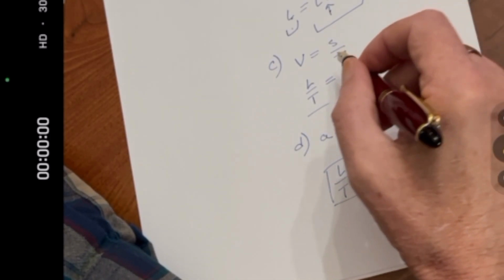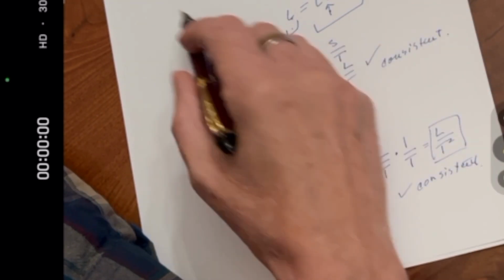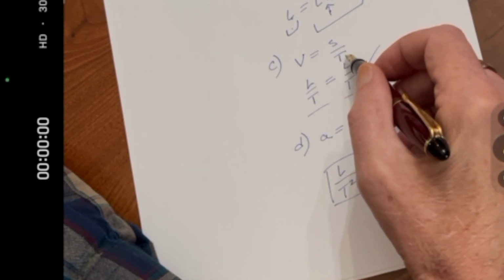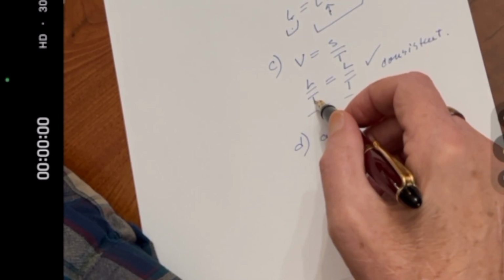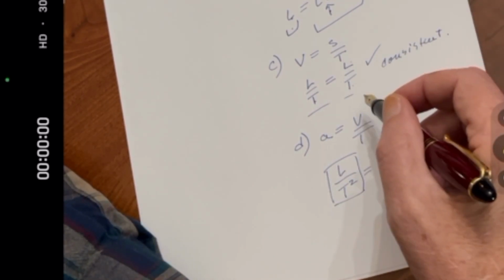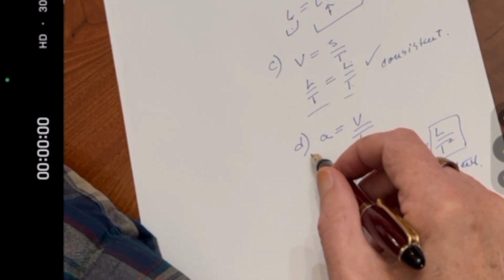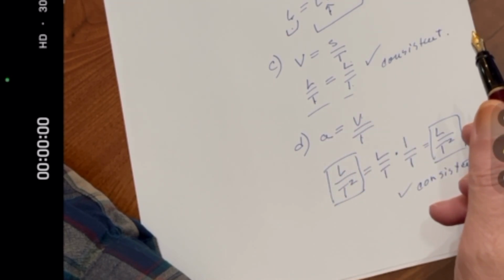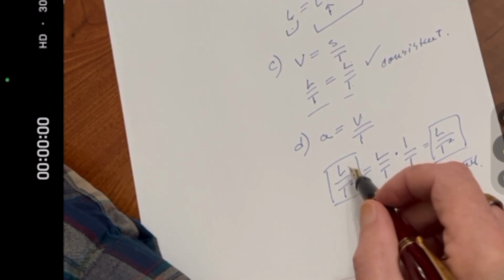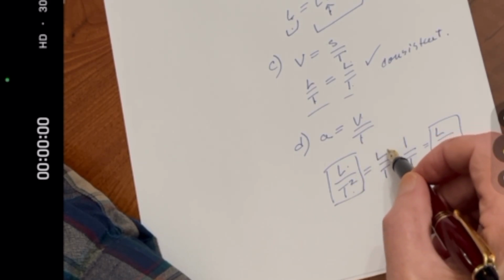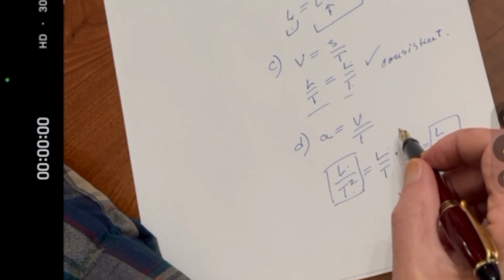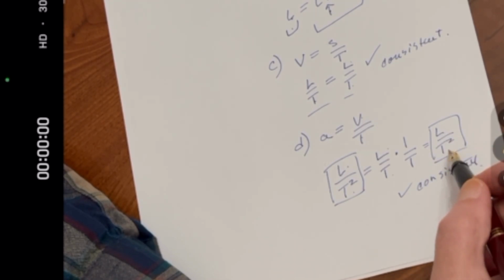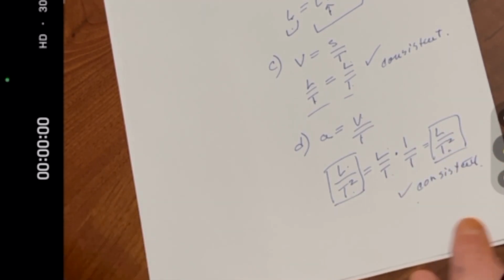And the last two are pretty straightforward. Do you know what velocity is? Well, yeah, it's right there. v equals s over t, so L over t equals L over t. It's consistent. Acceleration equals velocity over time. Is that consistent? Well, acceleration is L over t squared. Velocity is L over t, and it's multiplied by 1 over t. So that's L over t squared. They are the same and they are consistent.